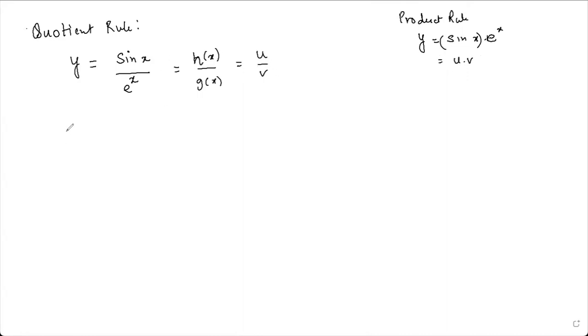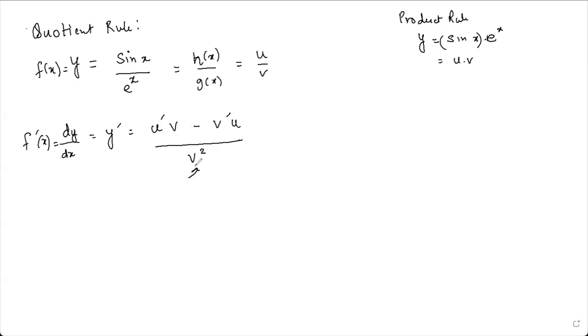So quotient rule says that dy/dx or y prime or f prime x, where f(x) is sine x over e to the power x, can be differentiated using this formula: u prime v, so differentiate the function u, keep v as it is, minus v prime u, differentiate the function v and keep u as it is, over v squared. Remember, this v squared over here is just v squared. There's no derivative over here.